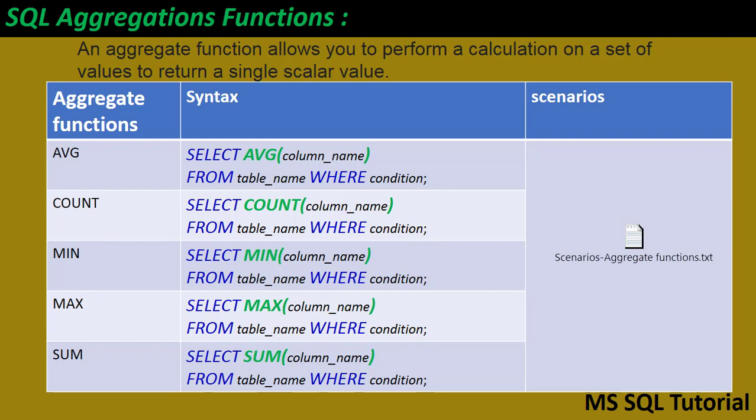Now, one by one, we will see the syntax for each aggregate function. On my screen, for the average aggregate function, we write it as AVG: SELECT AVG column name FROM table name WHERE condition. So we use the average function on whatever column we are going to use. I will show you everything in the example scenarios. Now the count aggregate function syntax: SELECT COUNT of column name FROM table name WHERE the condition that you are going to use.